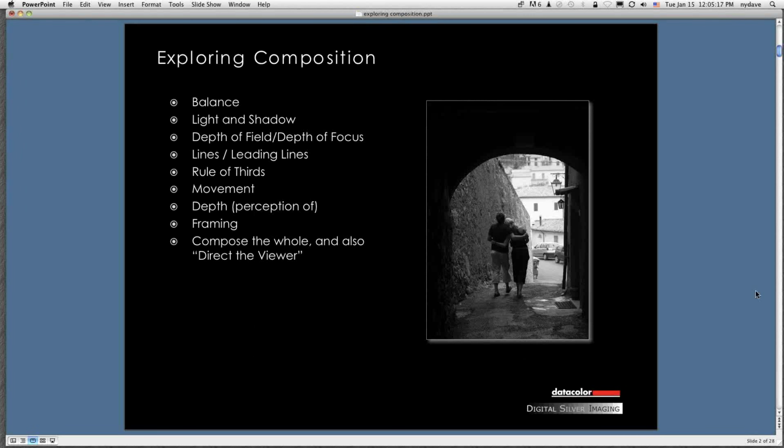There are some images that benefit greatly by having a very narrow plane of focus, and there are other images that benefit greatly from creating the perception of three-dimensionality and of depth from foreground to middle ground to background. And in the end, one composes the whole and tries to direct the viewer in a way that's meaningful to both the photographer and the viewer.